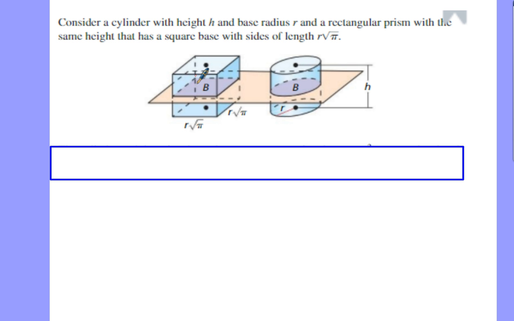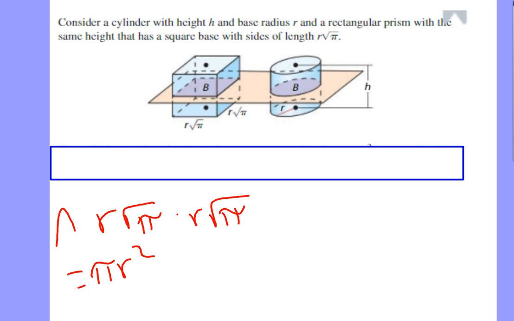Well, let's think about this in terms of area. The area of this base right through here would be r root pi times r root pi. R times r is r squared, and root pi times root pi is just going to simply be pi. So that would be the area of that base.